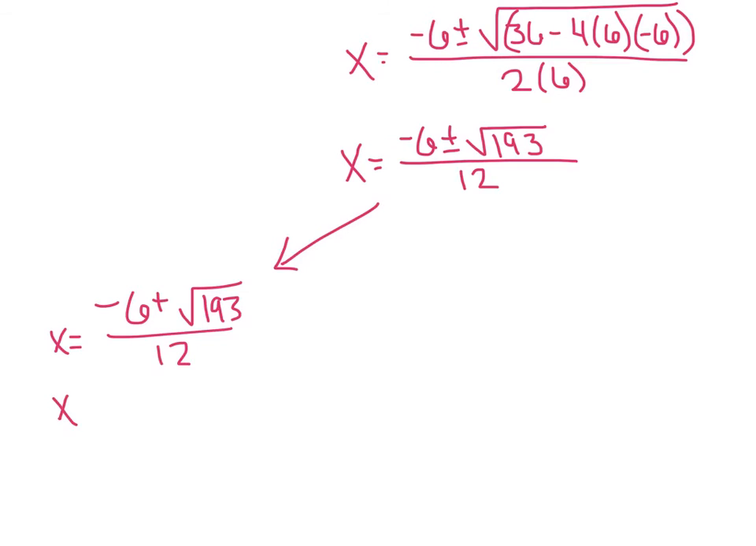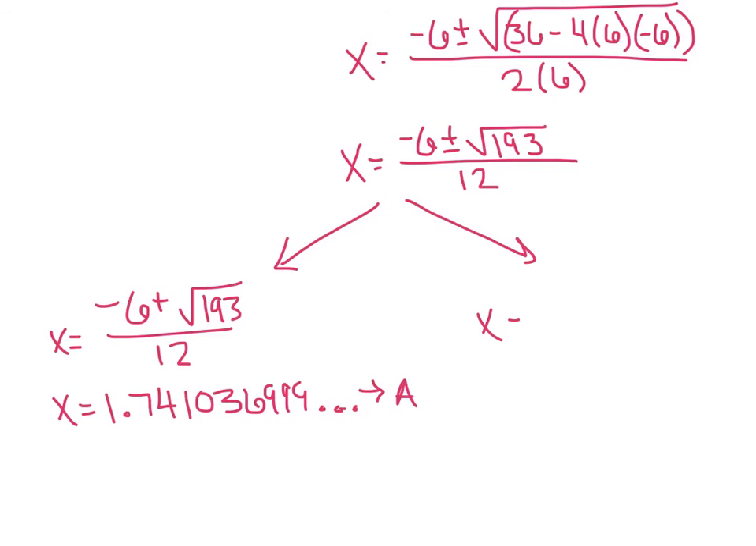And I got an x value of 1 point, check this out, I'm going to write them all down: 7, 4, 1, 0, 3, 6, 9, 9, 9. And of course the decimals continue to go on even though I can't see them on my screen. I'm going to store that as alpha A. And then I went back to alpha F1 and did negative 6 minus the square root of 193.